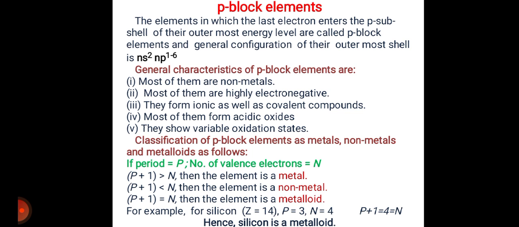If the period is P and the number of valence electrons is N, if P plus 1 is greater than N, then the element is a metal. If P plus 1 is less than N, the element is a non-metal. If P plus 1 is equal to N, the element is a metalloid. For example, silicon, the atomic number is 14. It depends on the period P, which is 3, and N is the valence electrons of silicon, which is 4. So P plus 1 is equal to 4.